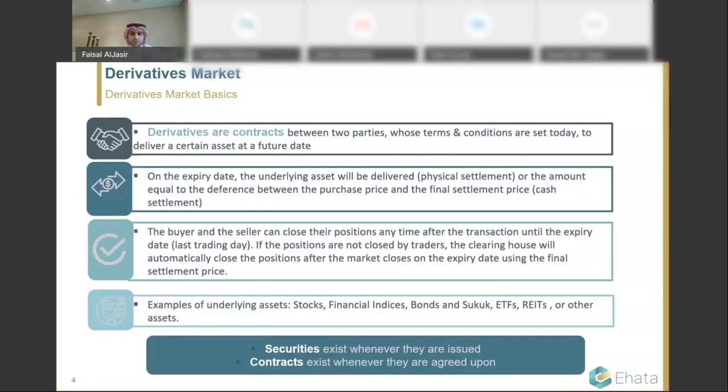Very important here to understand that derivative transactions do not involve a change in ownership, and their price is derived from the price of the underlying assets, hence the word derivatives.